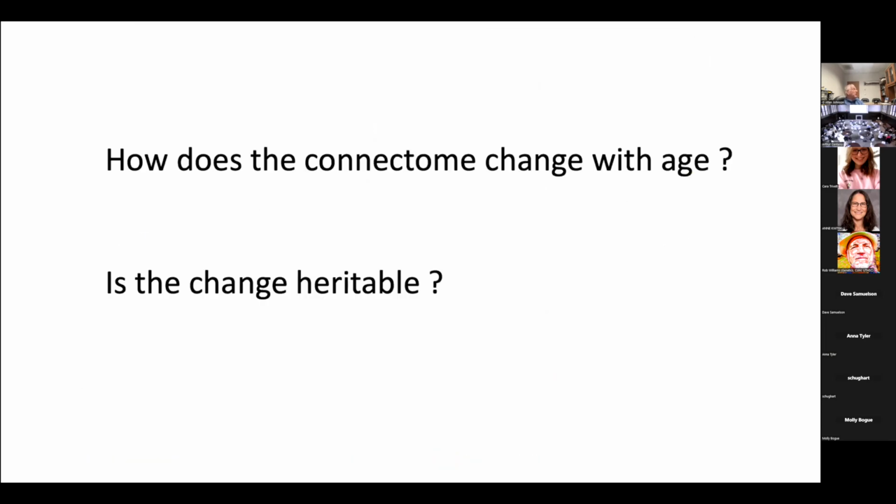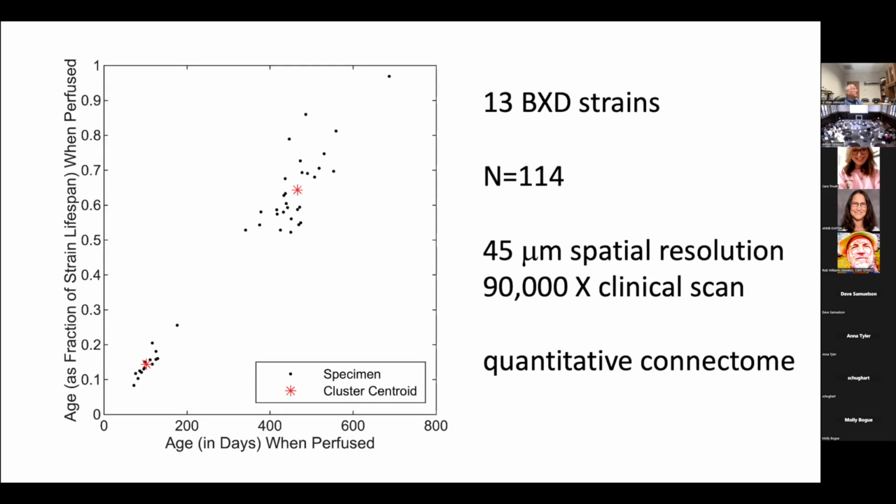So we have begun moving this out into a study of aging, and we've asked the question, is there a strain dependence on the change of the connectome with age? I am living proof that the connectivity goes down with age. I've lost a lot of it. The only thing left is my humor centers, but they seem to still be working. And we're asking, is the change heritable?